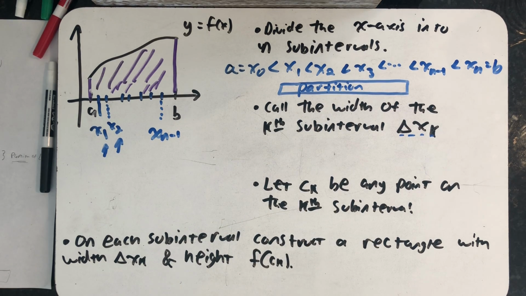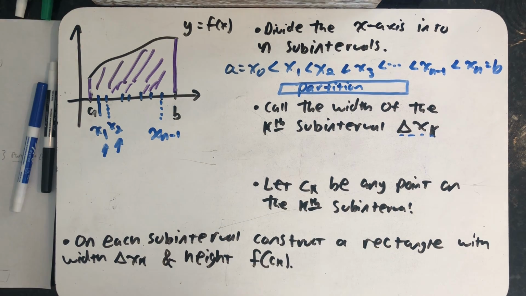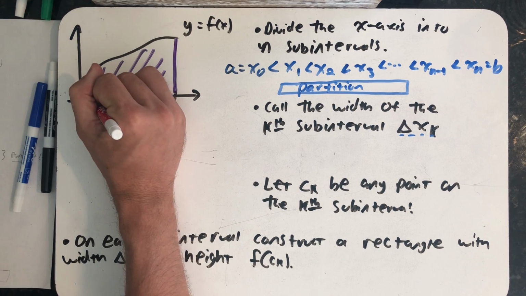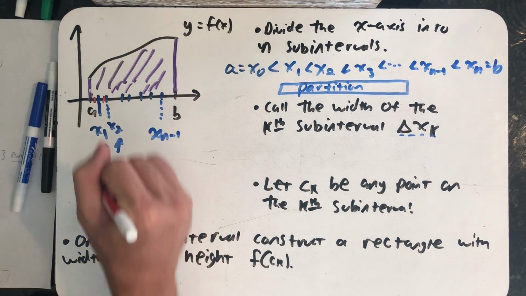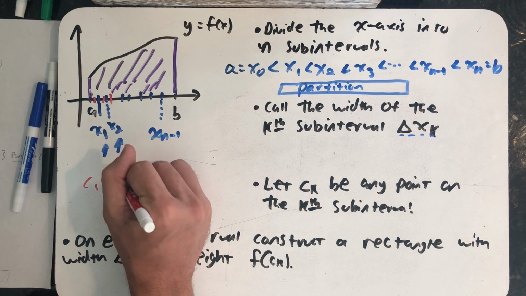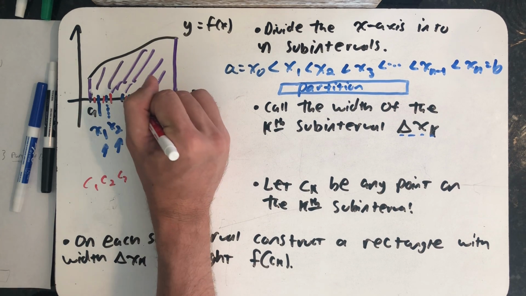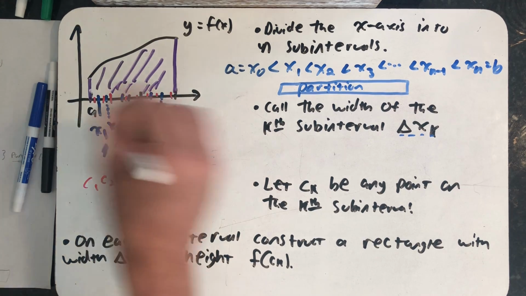On each subinterval, I need to pick a point, a sample point. I'm going to call that c sub k. So on the first one, this little red value would be c1, and then c2, and it can be any point I want it to be. It doesn't have to be any point in particular, just one on each subinterval. So I just pick those.